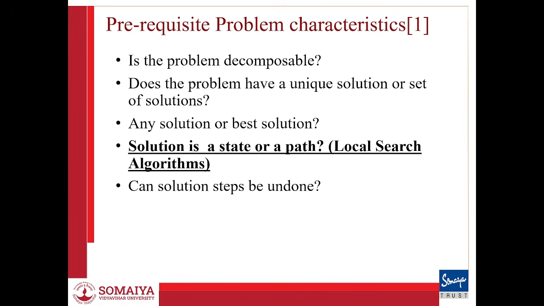So the first question is when we can use genetic algorithms to solve any problem. Whenever the solution to the given problem is a state and not a path, that is, it belongs to local search algorithms, in that case, we can use genetic algorithms.